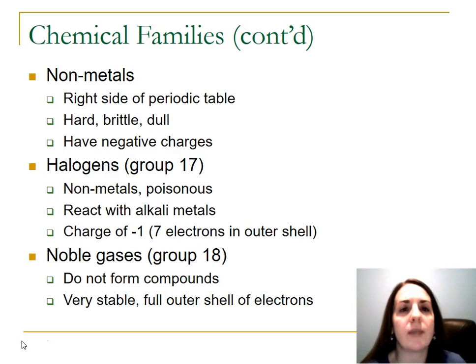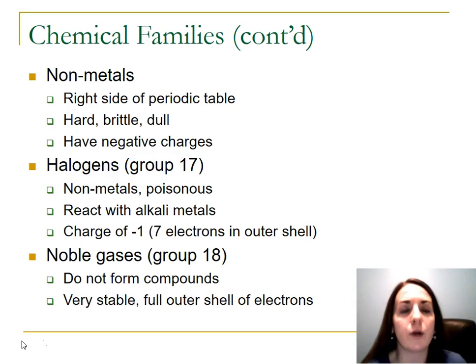Okay, so then on the right side of that periodic table, to the right of that staircase, we have our nonmetals. And these elements tend to be very hard, brittle, dull. They do not have the same characteristics as metals at all. And they also tend to have negative charges, so they like to accept electrons when they form ions, which we'll talk about later.